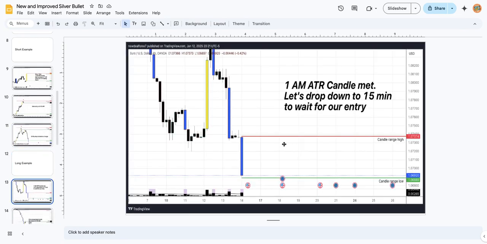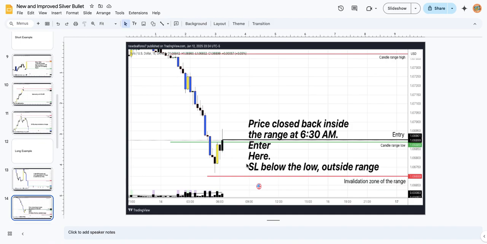Okay. Here we go. We come to the chart. All right. This is a 4-hour chart. We have a blue. Remember, for the sake of this channel, blue means long. So this is our candle range. So now what do we want to see? Price poke below the range and then close back inside of it. We drop down to 15 minutes. Look here. Price poked below the range. Stayed there a little bit.